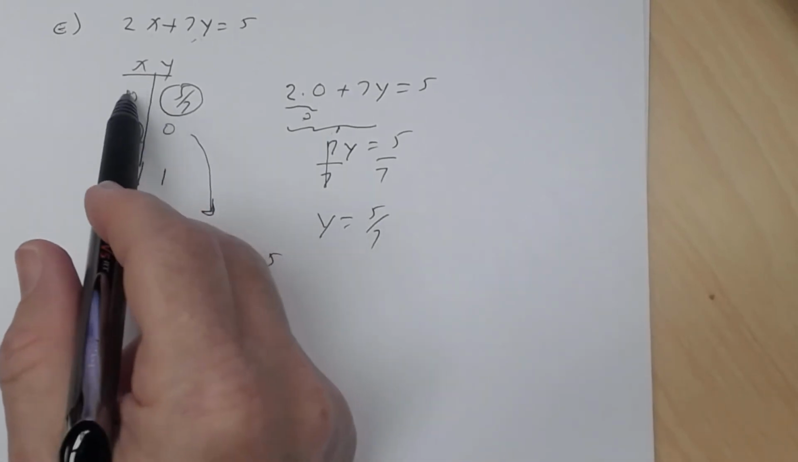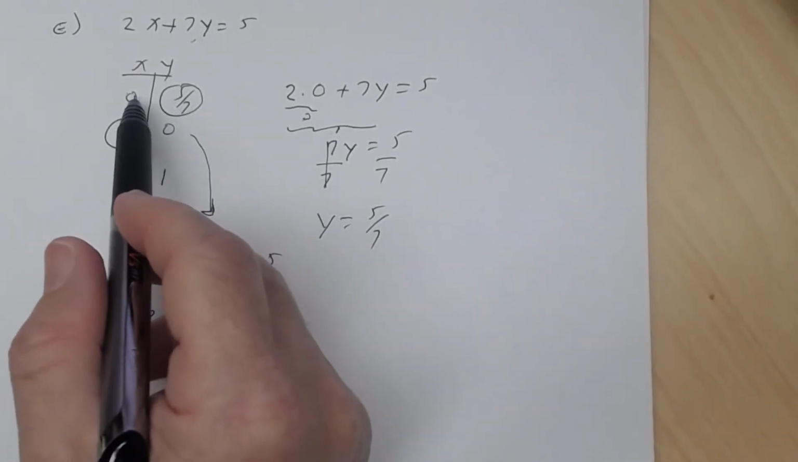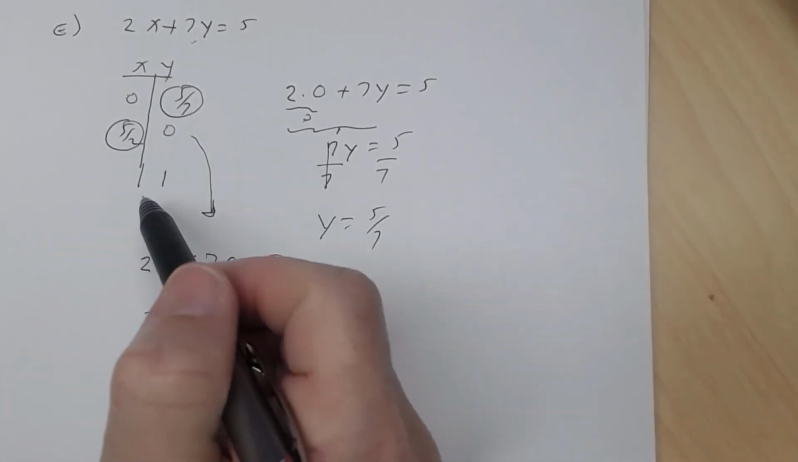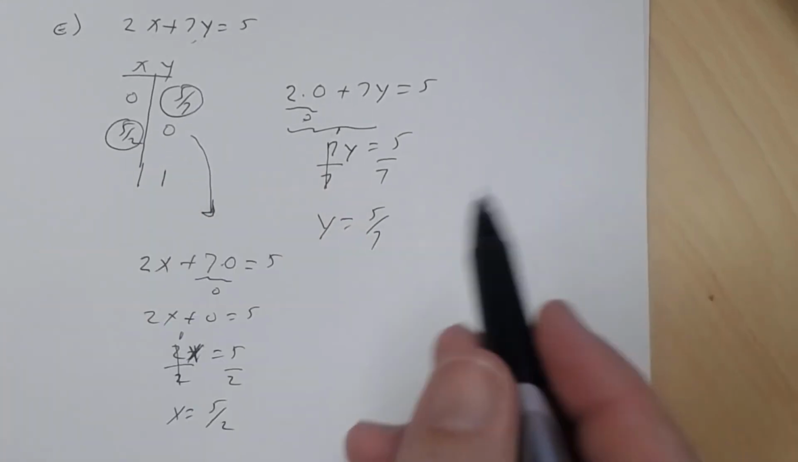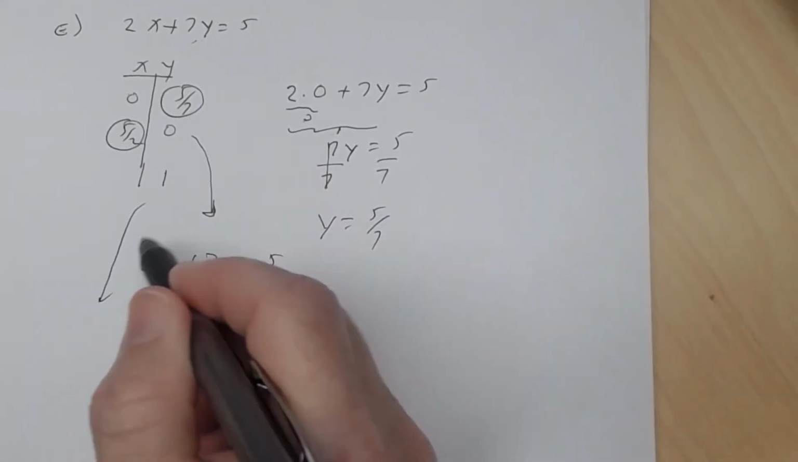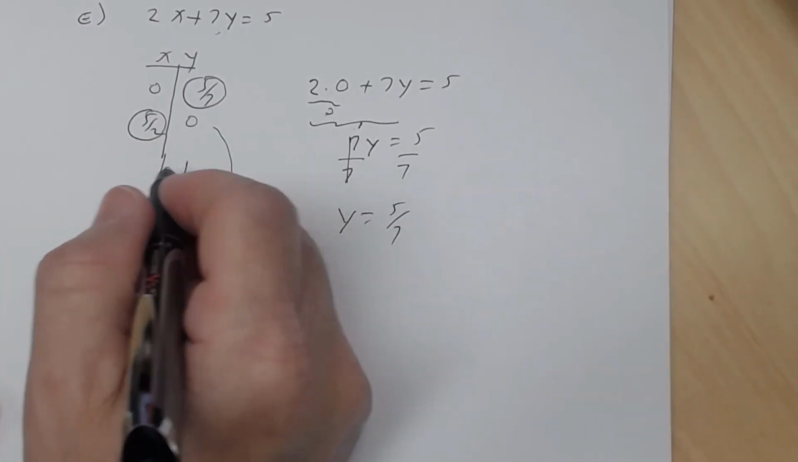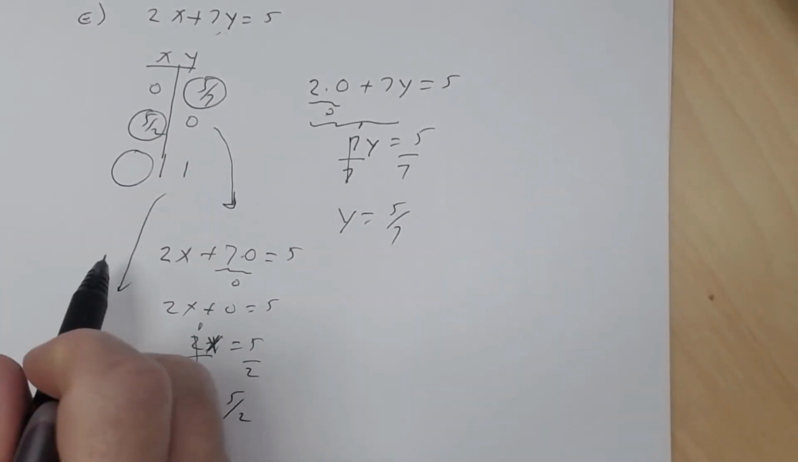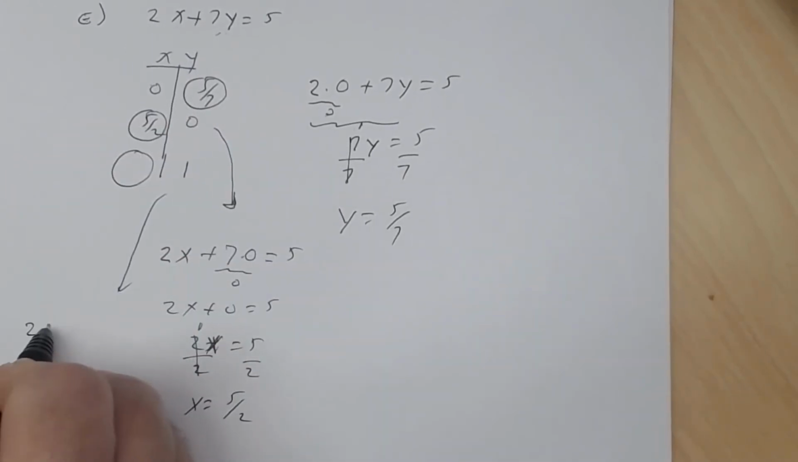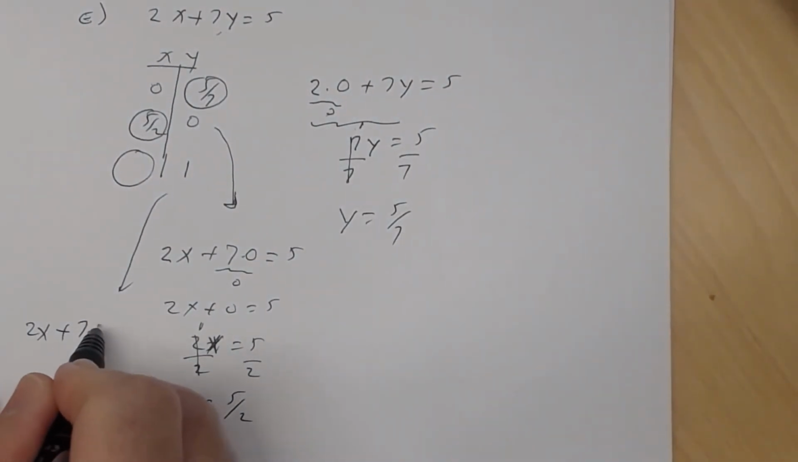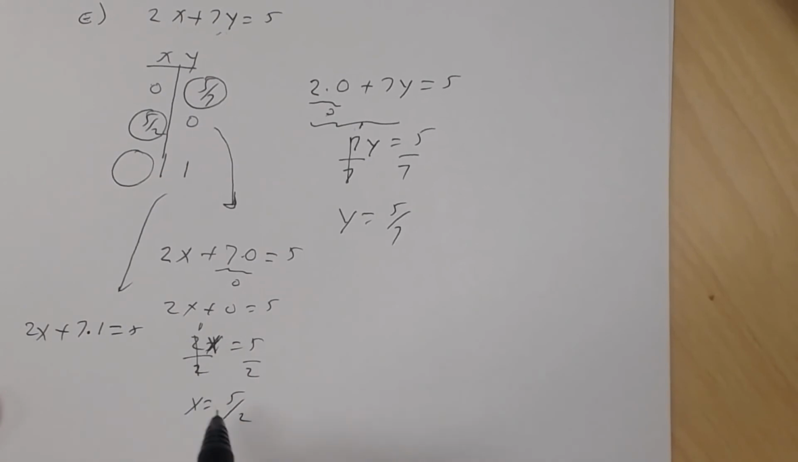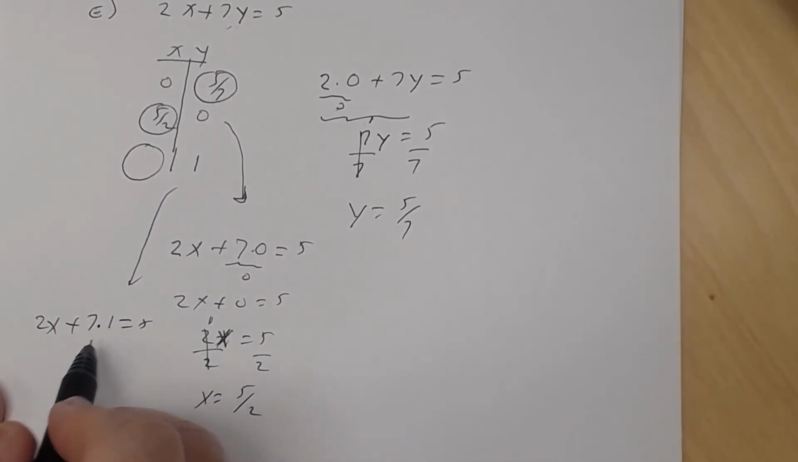So you found two of your solutions so far. 0, 5 sevenths, 5 halves, 0. And now let's do the last one. Okay, so this time you're told y is 1, and you want to find out what x is. So 2x plus 7 times y is 1, equal 5. 7 times 1 is 7, so I get 2x plus 7 equal 5.